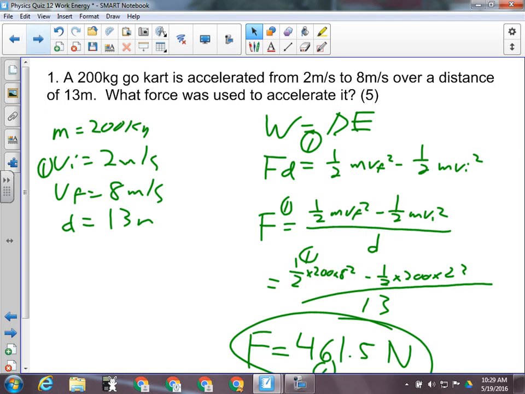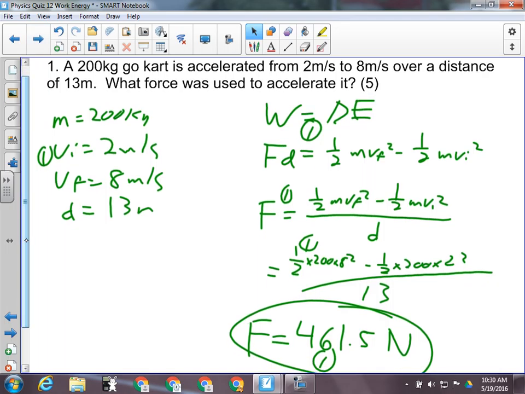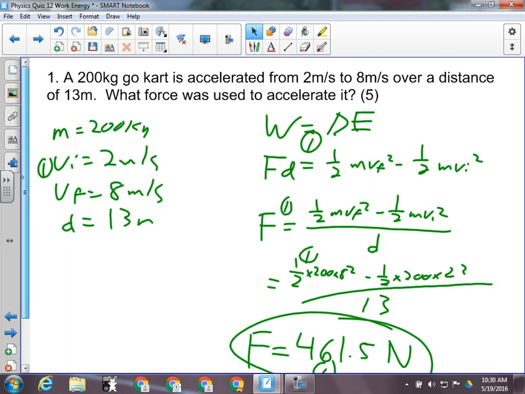All right, so for question number one, give them a mark for their givens. We know the mass is 200 kilograms. The initial speed is 2 meters per second. The final speed is 8 meters per second. Okay, the distance there is 13 meters. I've got to correct my significant figures here in just a sec, so don't panic on that one.